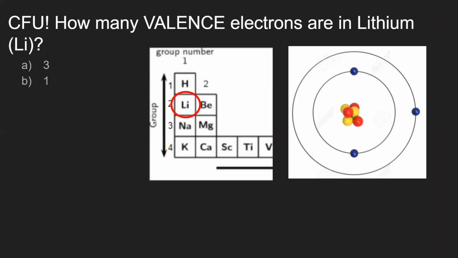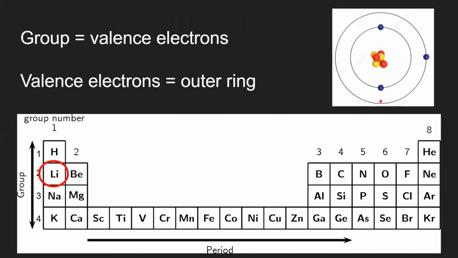Here's a check for understanding. How many valence electrons are in lithium? Is it 3 or 1? Well, the valence electrons, remember, are the outer ring of electrons. So if we went off the periodic table, we would use the group number, which is 1 here. Or we could simply look at the atomic diagram and notice there's just 1 electron in the outermost circle.